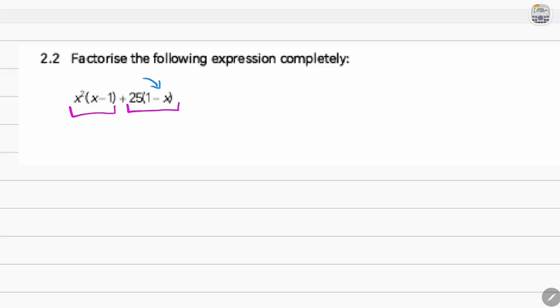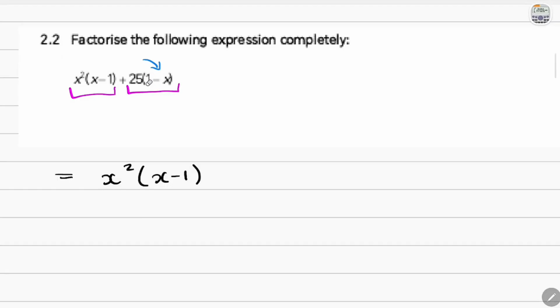You can take that out. And this is how we do this. We are going to rewrite the first term and leave it as it is. So it's x squared, and then we have x minus 1. And we're going to take out a negative 1 from this bracket, so from both terms in the bracket. And that negative 1 will go in front of the 25. Really, we take out that negative and it multiplies to the positive 25 to become negative 25.